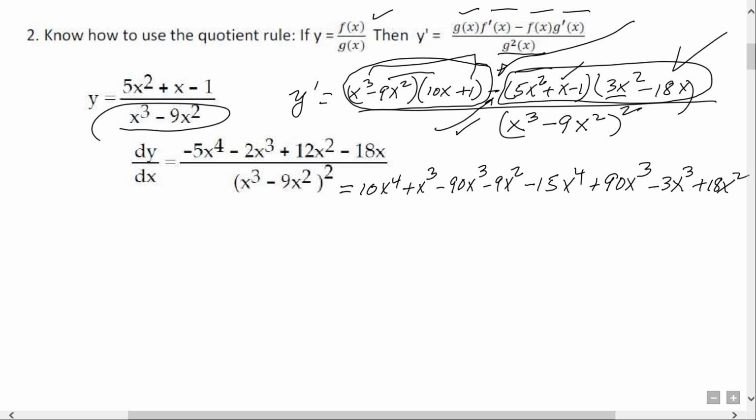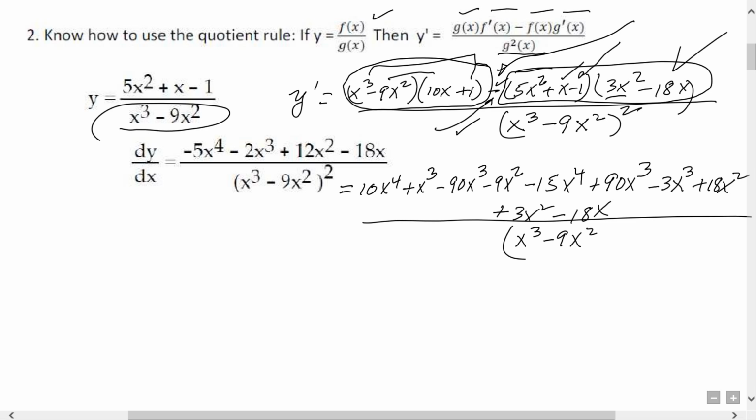Now we've got to deal with the minus times a minus 1 times 3x squared, which is going to give us plus 3x squared. And then the plus 1 times the minus 18x gives us minus 18x. And this is all going to be over x cubed minus 9x squared.